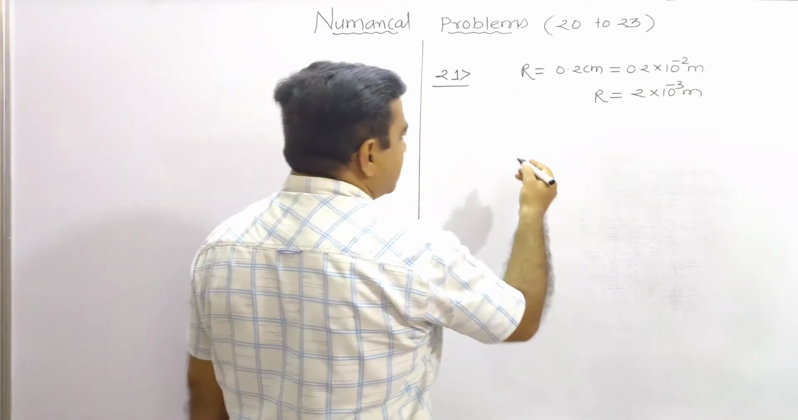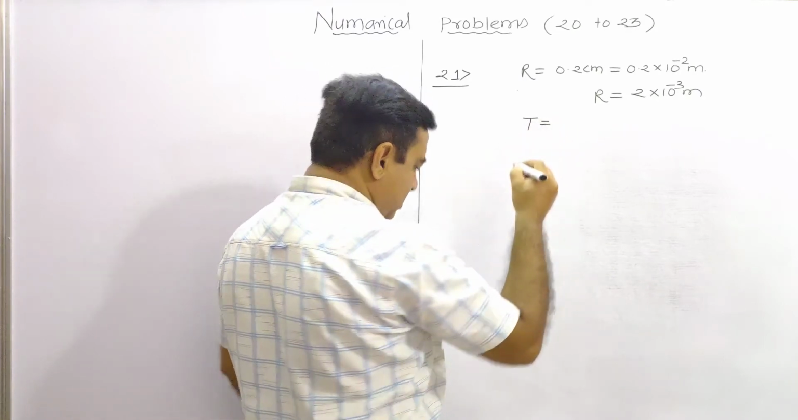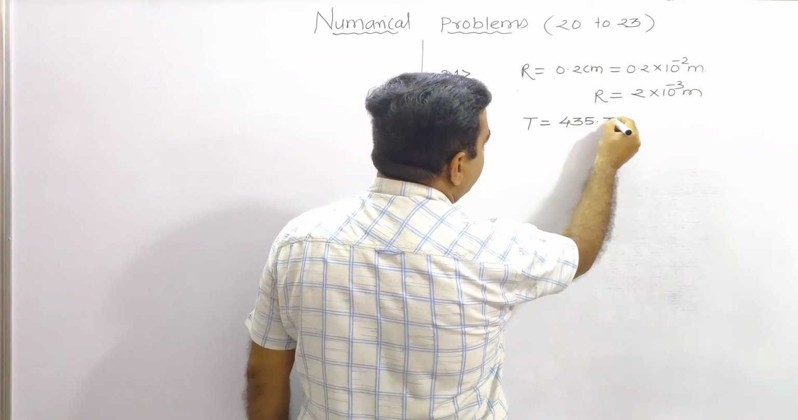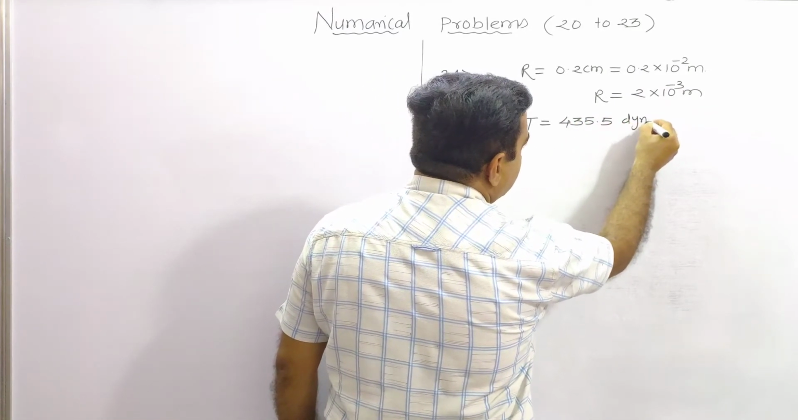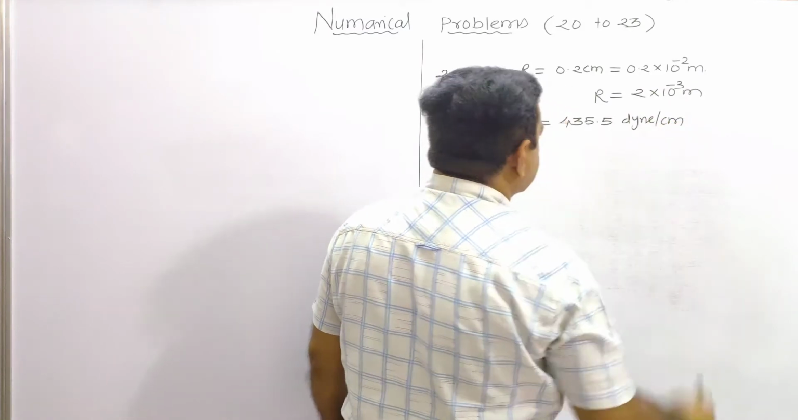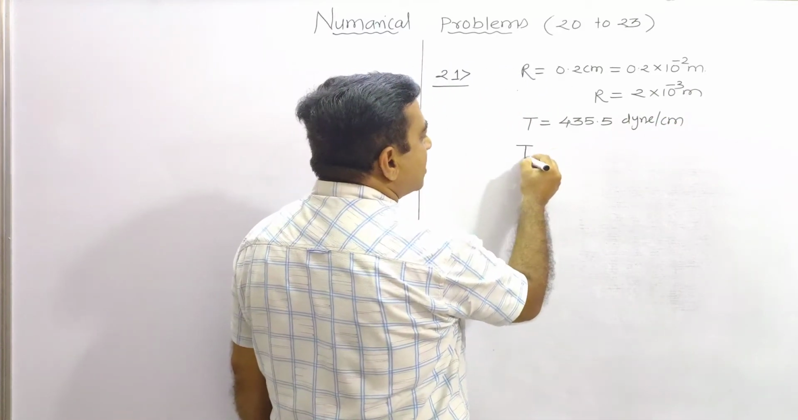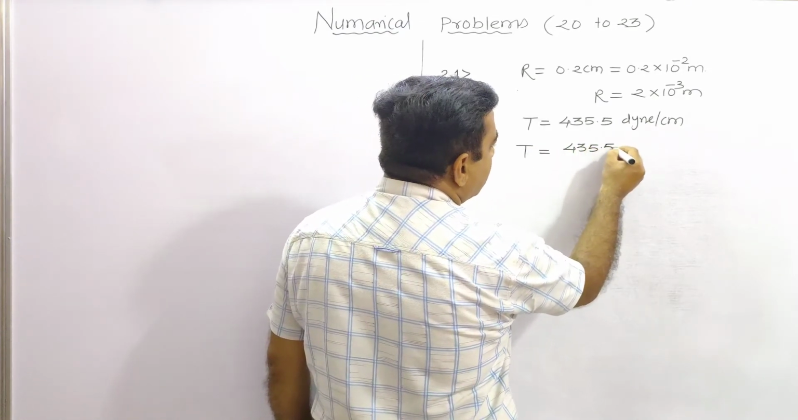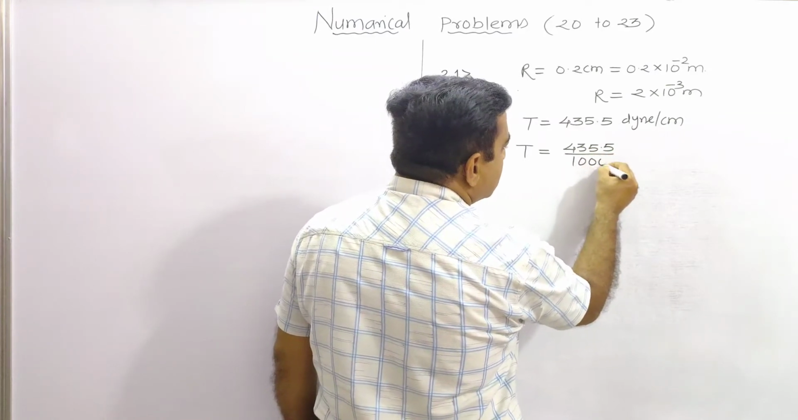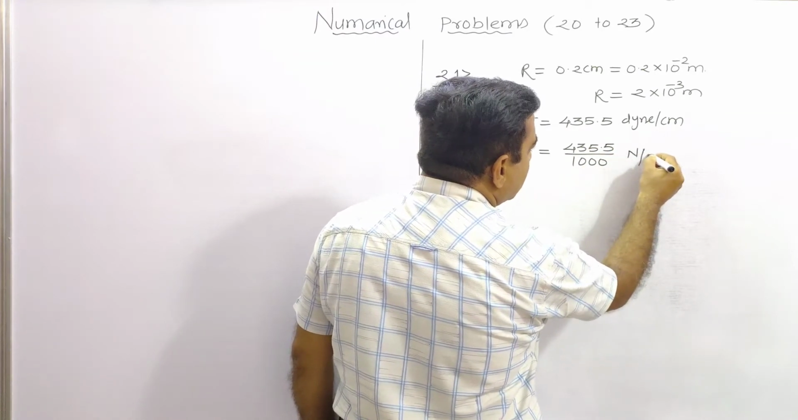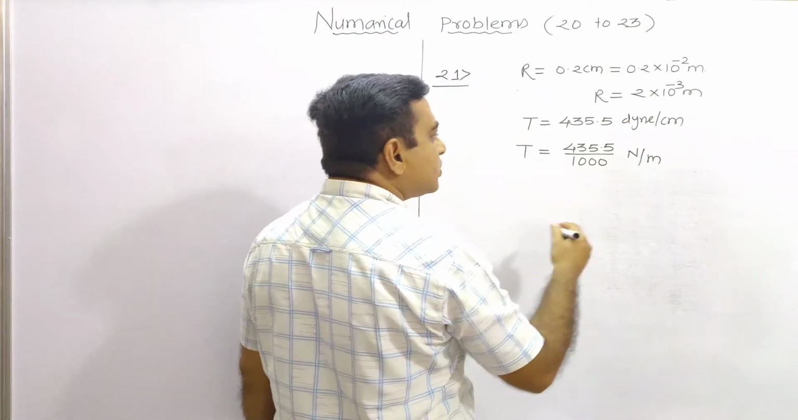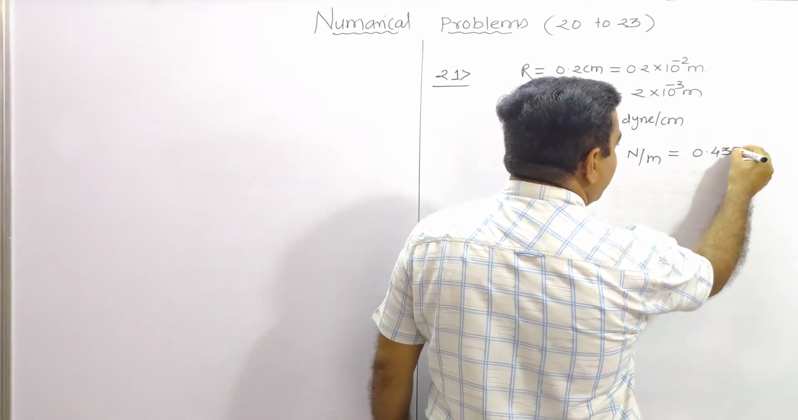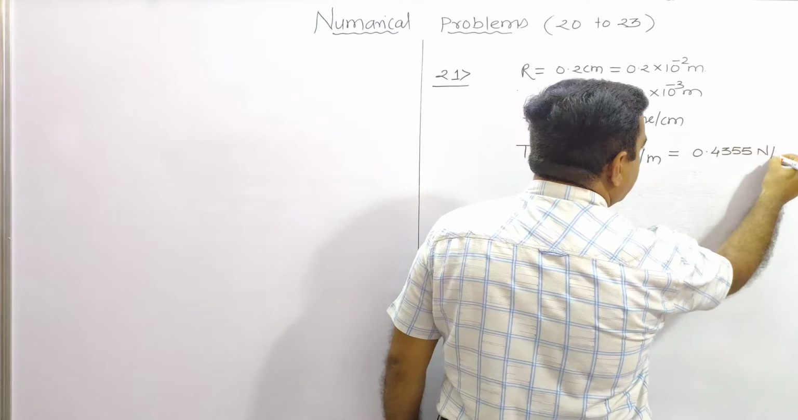So what is the other factor which is given? Surface tension is also given. How much is it? 435.5 dyne per centimeter. This is in CGS, so we need to convert that into MKS. So how to convert this? 435.5 divided by 1000, so as to convert that into Newton per meter. So how much is this one? 0.4355 Newton per meter.